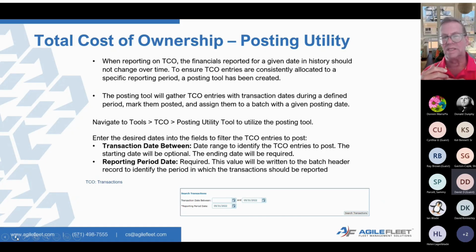So what the posting utility does is it basically will go off and gather all the transactions. If you think about this and you say, gee, I want to post my charges for the month of June, because that's the end of my fiscal year. You could be processing charges in July and they may have June dates on them. So when you utilize the posting tool, it's going to go back through all of your expense records in time. And it's going to say, hey, here are the things that happened in June. Let's aggregate these things together and we'll post them into the month of June.